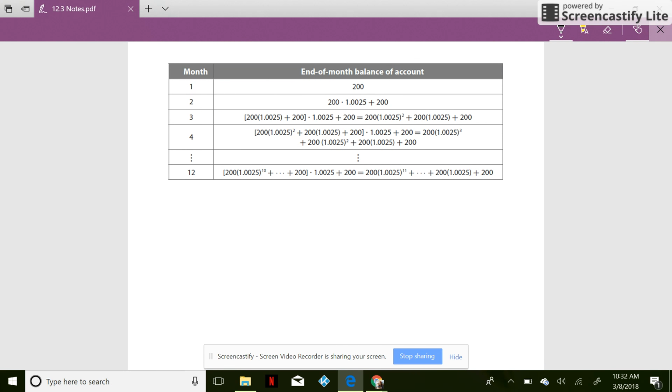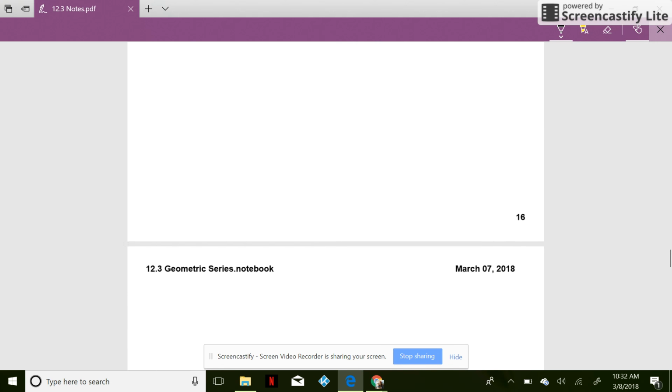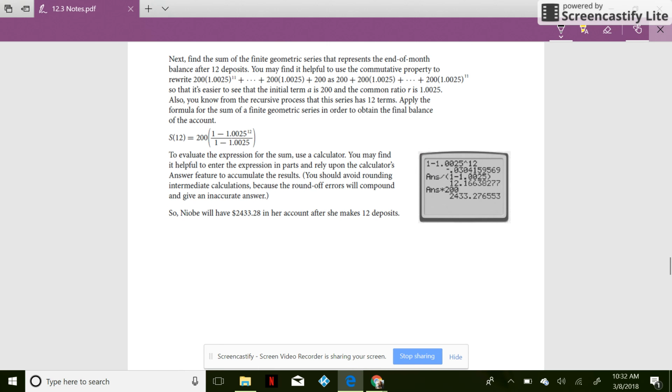So plugging in values, we're finding those end of month account balances. So if we want to find the sum of the geometric series, we have to look at what our different values are. You may find it helpful to use the commutative property. So in this case, we should know that our A value is 200.